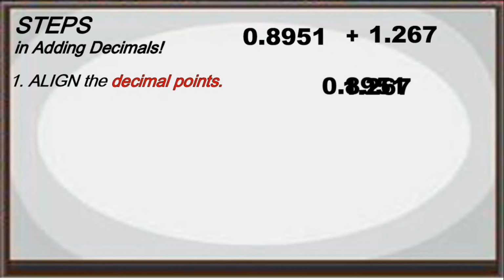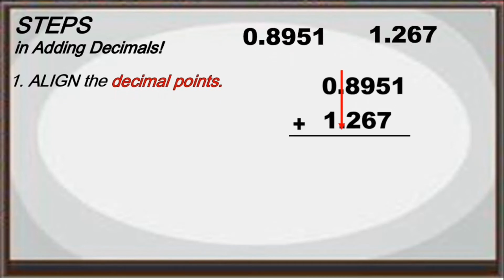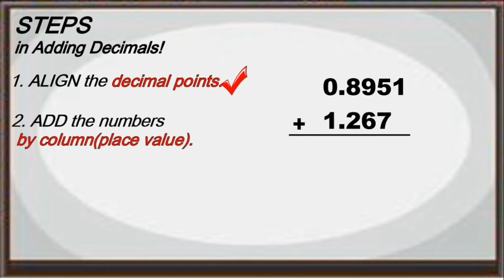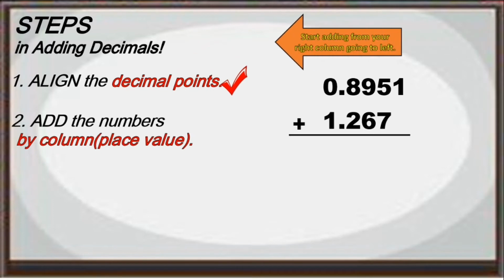What if you are to add 0.8951 and 1.267? So again, first step, just simply align the decimal points like this. Aside from aligning your decimal points, your numbers should be aligned as well. When done with that, we may proceed with step number 2. Add the numbers by column. So let's add them. Again, we must start adding from our right column going to our left.